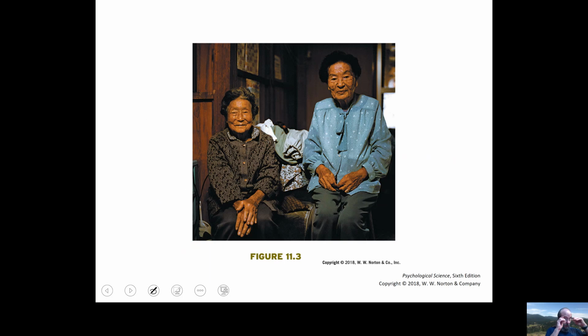And your textbook has some pictures of healthy people. These are from Okinawa. In particular, this is Japanese, but Okinawa in particular, they live quite a while. They're always kind of walking around, and they eat good food, and they don't smoke.